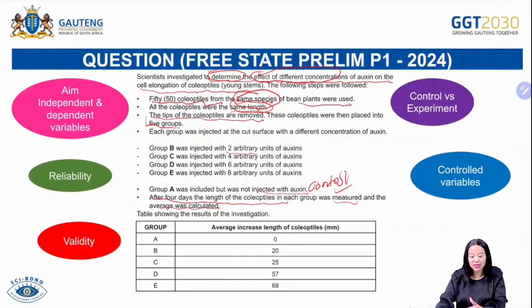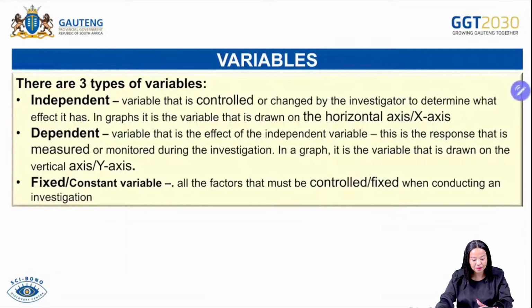Reliability and validity, you get from the procedure, you get from the method that the investigator followed. And for you to see which part of the investigation serves as a control, the part of the investigation that serves as a control will be the one whereby the independent variable, the factor that we're investigating, is eliminated. And the control variables are what the investigator kept the same.